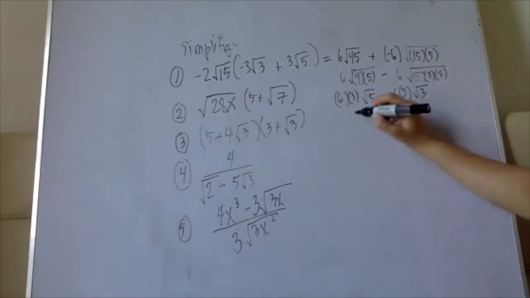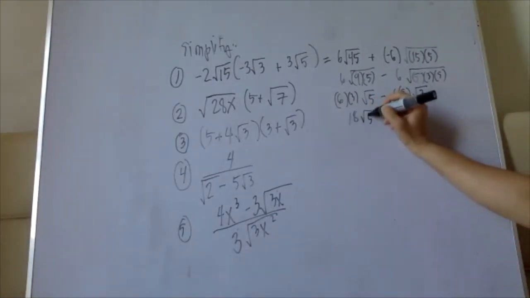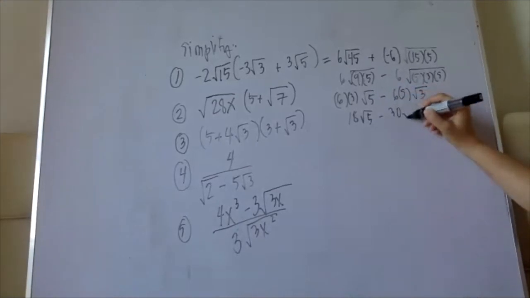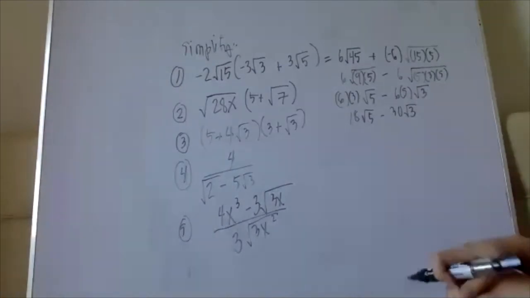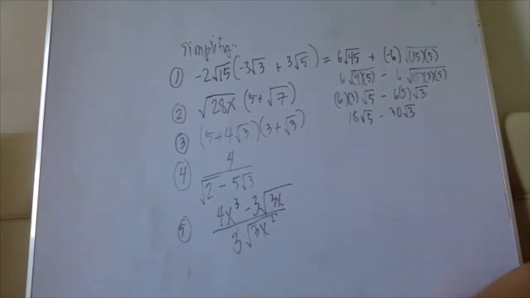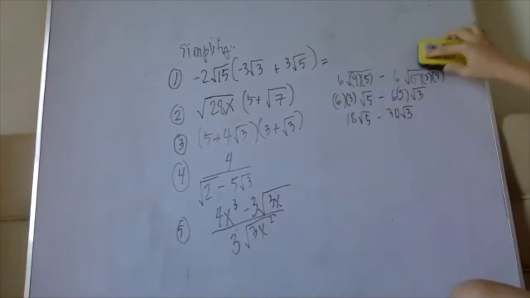Okay, so ang final answer natin dito is 18 square root of 5 minus 30 square root of 3. Tama ba? Pareho ba nung nakuha? Okay? That's for number 1. Sulat ko na siya dito.